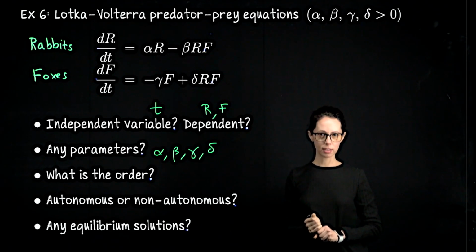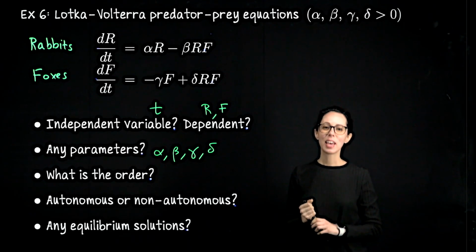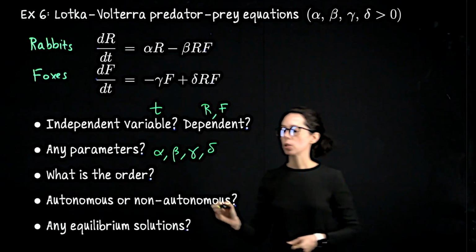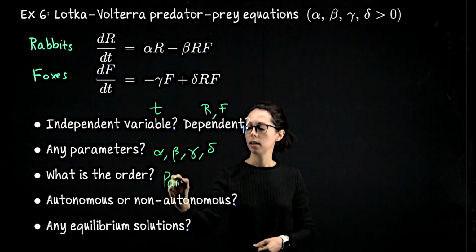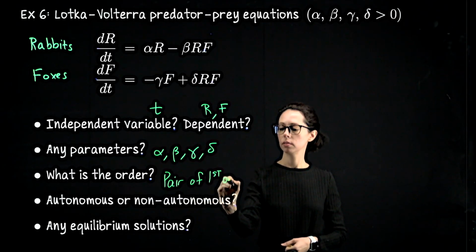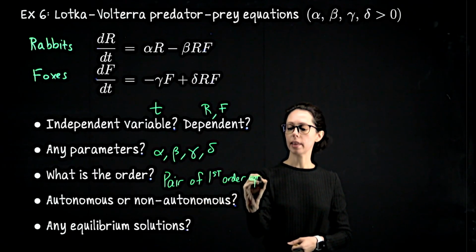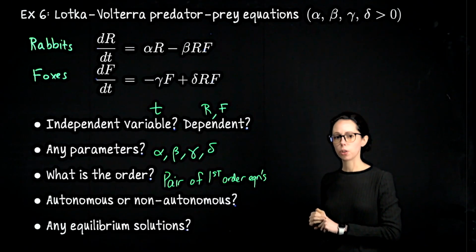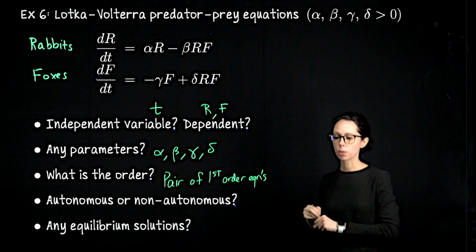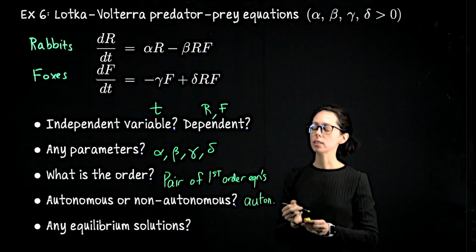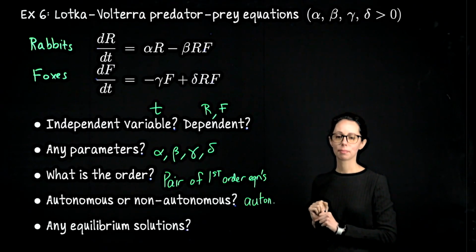What is the order of this pair of differential equations? Each one is first order. We have two of them, but they're both first order. So we would say that this is like a pair of coupled first order differential equations. There is, once again, no dependence on time. So this is an autonomous differential equation. You'll notice that was true for just about every example in this lesson.